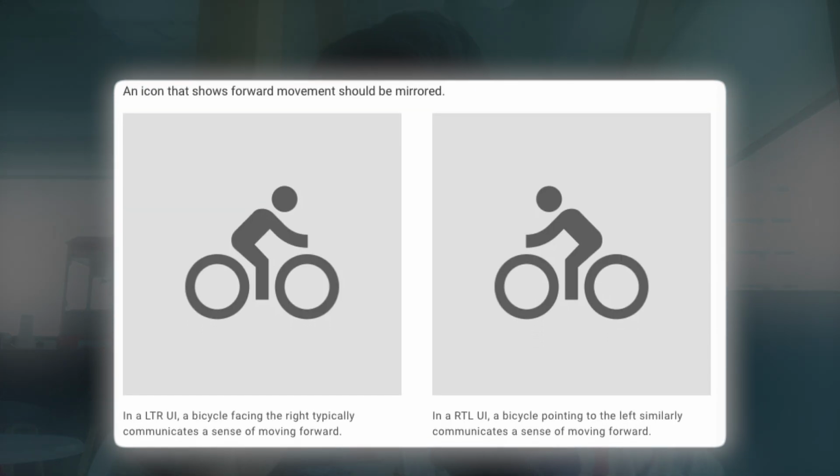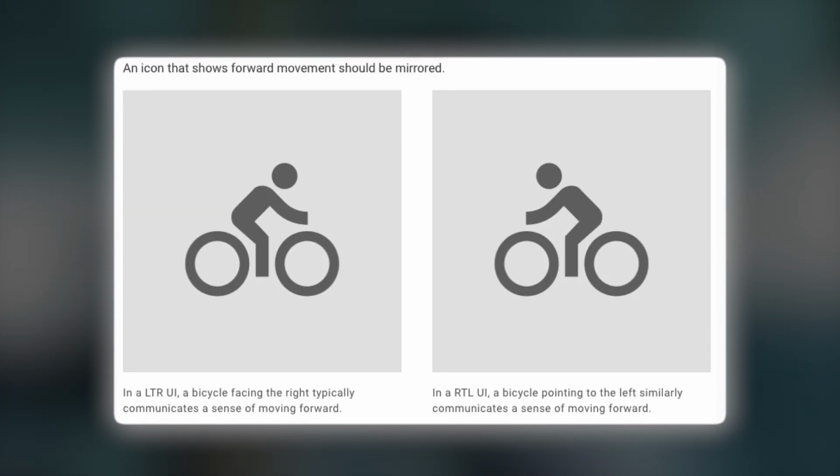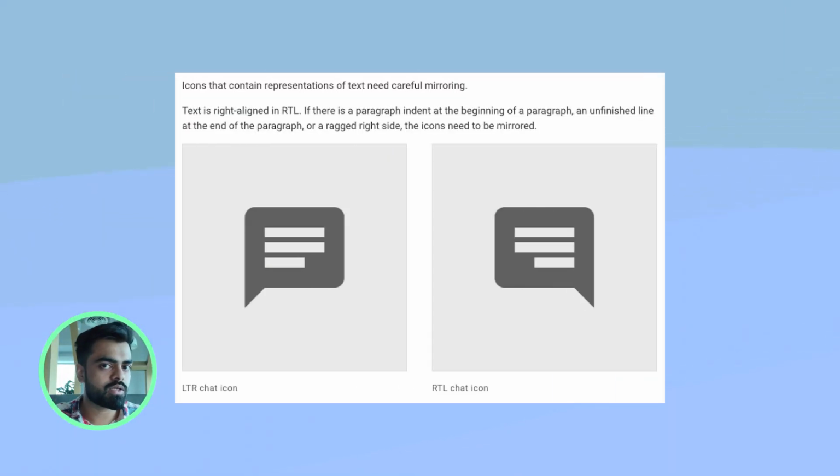Whenever there is an icon, or any of the objects in the icon, which is moving forward, that is when it needs to be mirrored. For example, this cycle: the person who is riding the cycle is inverted. Similarly, the chat bubbles are also inverted, because left to right is like this, and the Arabic one, which is right to left, is inverted. That is why the icon for that also needs to be mirrored.